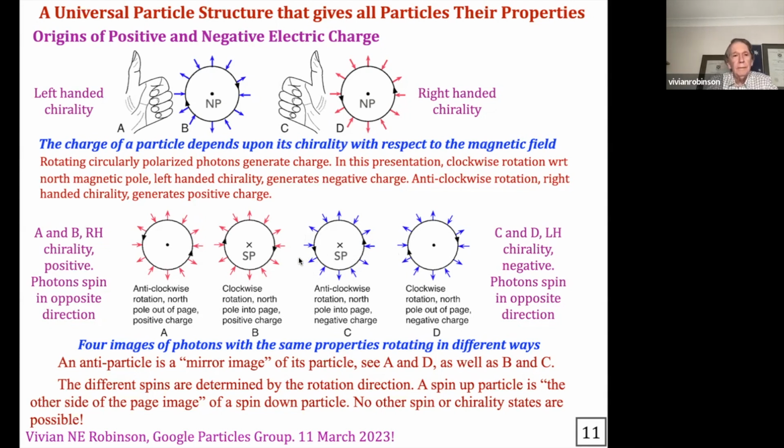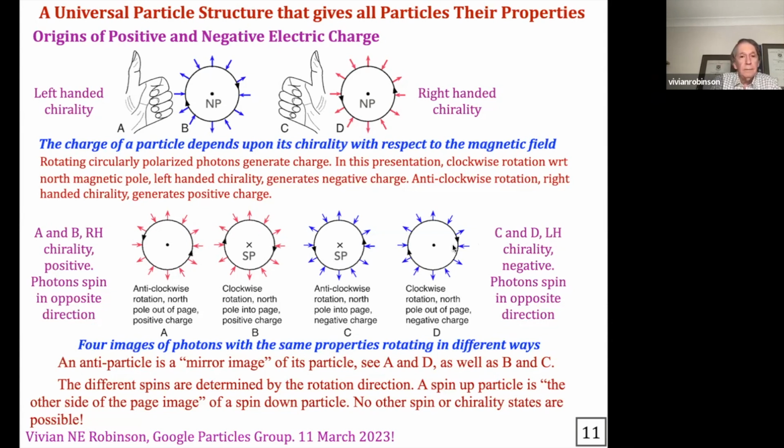So what you have is a situation where the two different rotation directions just define the spin of the particle. And here, if you look at A, you'll see that's a mirror image of D. You see they're both moving up that way in the middle, and both North Pole. They're mirror images of each other, and mirror images of each other makes them antiparticles.